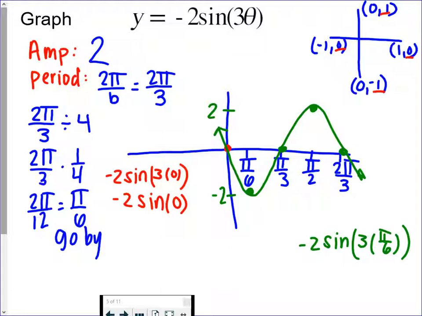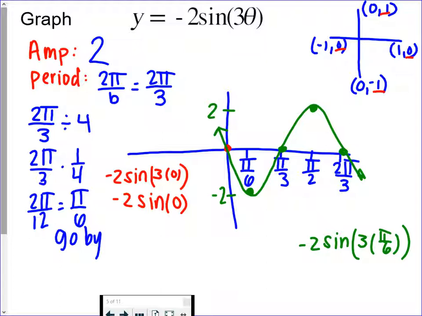Could I keep plugging in values? Absolutely. If you're like, I don't know that I trust how I set up my x-axis, I could plug in pi over 3. Pi over 3 times 3 gets me pi. Sine at pi is 0. 0 times -2 is 0. I could plug in pi over 2. I get 3 pi over 2. Sine at 3 pi over 2 is -1. -1 times -2 is +2. So I could keep going if I wanted to. Or if I know the pattern, I can do that as well.